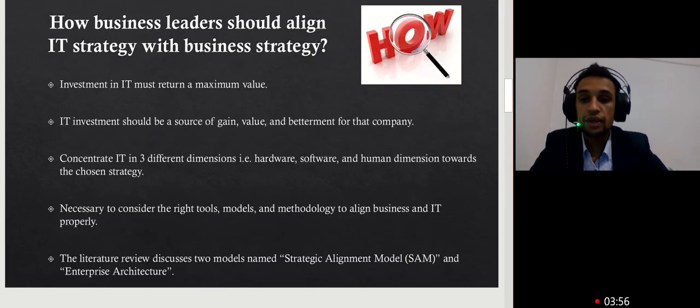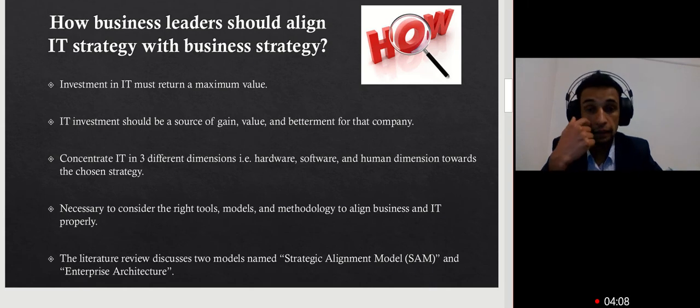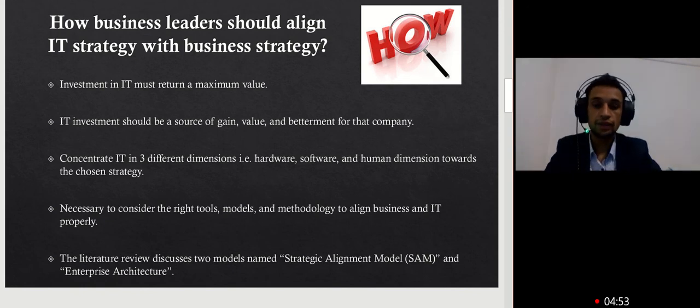The next topic is how business leaders should align IT strategy with business strategy. In order to gain the maximum outcome in any organization or company, business leaders should align with the IT strategy. Here I will discuss some of the benefits. If business leaders use these policies, they can get the maximum return value. IT investment should be a source of gain, value, and betterment for the company. Concentrate information technology in three dimensions, hardware, software, and human, towards the chosen strategy. It is necessary to consider the right tools, models, and methodology to align business and IT priorities.